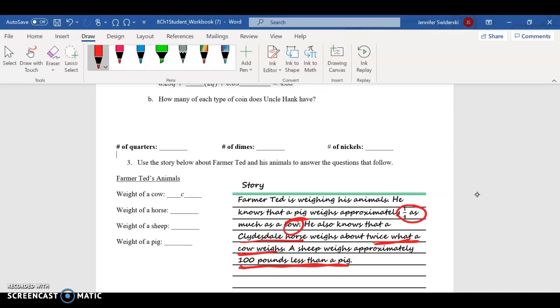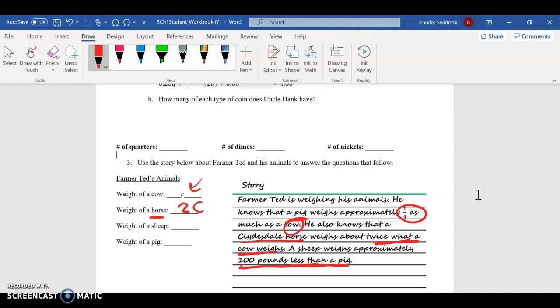So let's start with a cow. Well, over here, you're going to see they already gave me that C is cow. So now we need to figure out a horse. Well, it says in here, he knows that a horse weighs twice what a cow weighs. How can I say twice as much as a cow? Yeah, 2C.